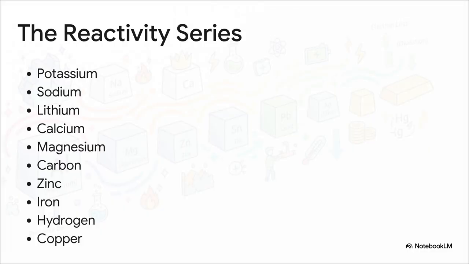This is the list you've got to get familiar with. At the very top, you've got the big players like potassium, super reactive. As you go down, they get less and less keen to react, all the way down to copper. But hang on, you'll spot a couple of non-metals in there, right? Carbon and hydrogen? They're not there by accident. They're super important benchmarks, and we'll see why carbon is such a game changer in a minute.